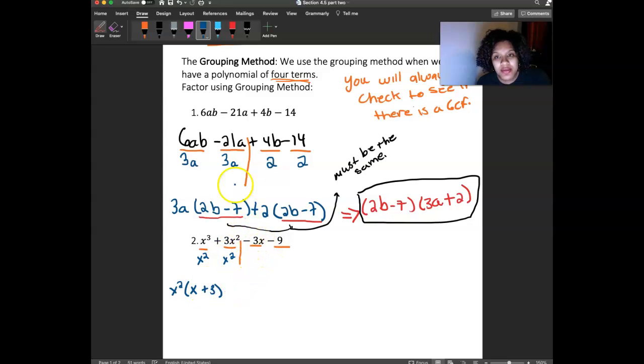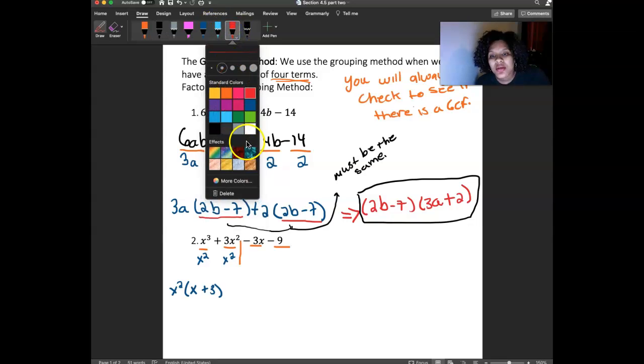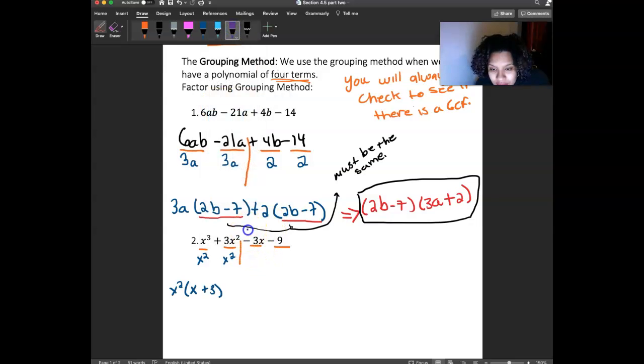This is negative. You notice this part? Let's use a different color. Some more color that we have not used before. Purple. Since this is negative, you're going to go ahead and take out a negative. I'm going to divide by a negative. So they're both in common, negative 3.